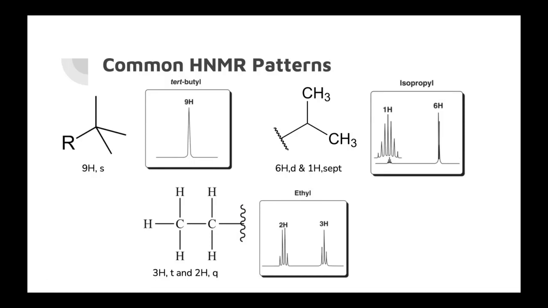So if you see a singlet of 9 hydrogens, it means you have a tert-butyl group. And then if you see a 6 hydrogen doublet and a 1 hydrogen septet, it's going to be an isopropyl group because you have 2 methyl groups that are chemically identical. So that would be the 6 hydrogens. And then that carbon that they're attached to will have 1 hydrogen attached to it. And then lastly, an ethyl group is going to show up as 3H and 2H, and you would get a triplet and then a quartet for those.